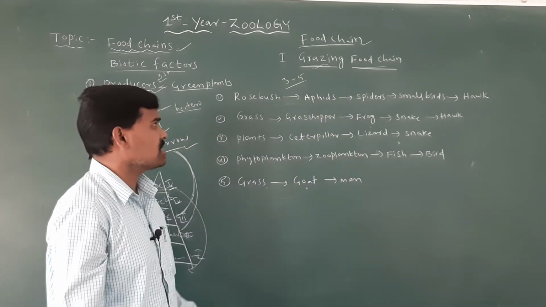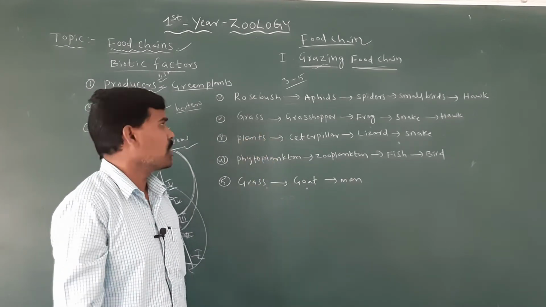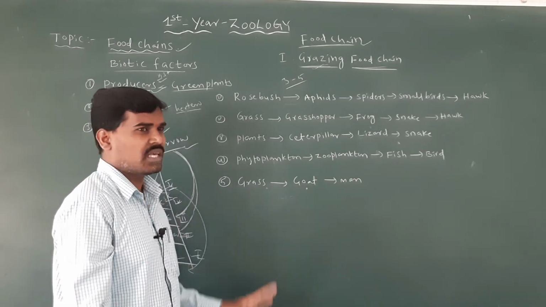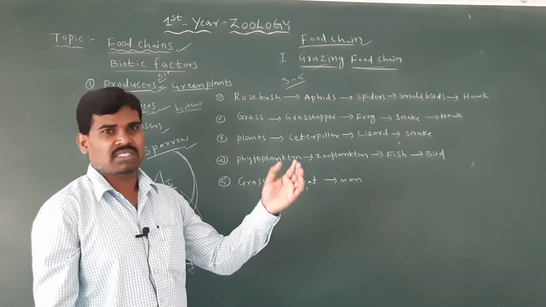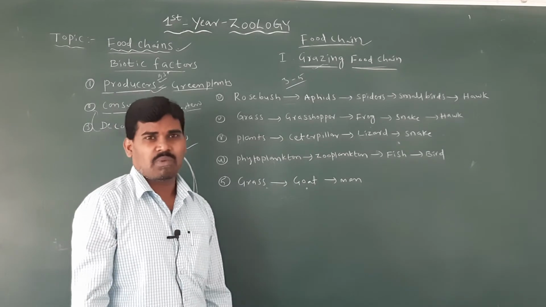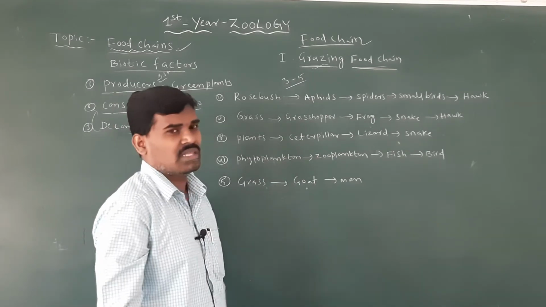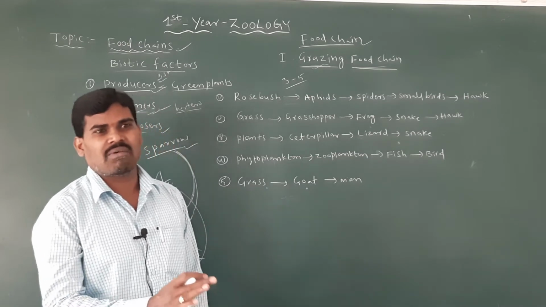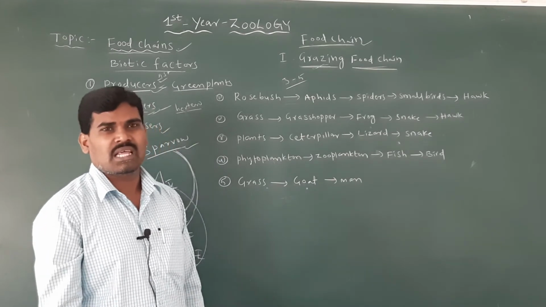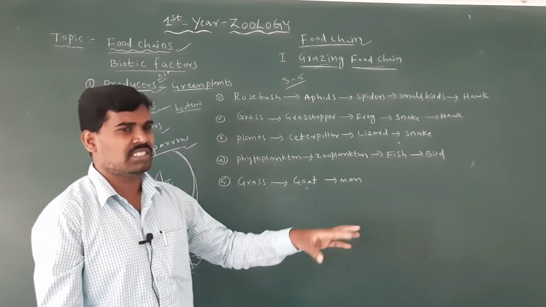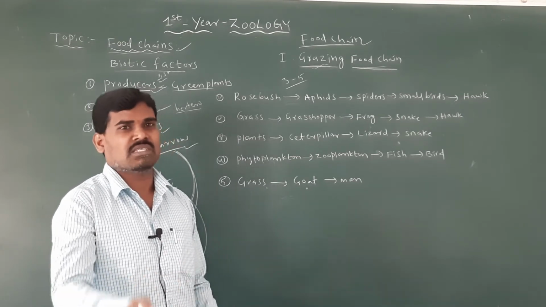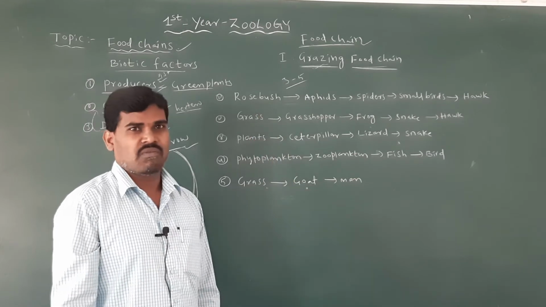In grazing food chains, first of all come the producers. The grazing animals, the herbivores, feed on the producers. The second trophic level feeds on the first trophic level. The third trophic level animals feed on the second trophic level, and the fourth trophic level feeds on the third. So one trophic level depends upon another, one by one, like a chain system. The chain is formed one by one by trophic levels, hence the name food chains.